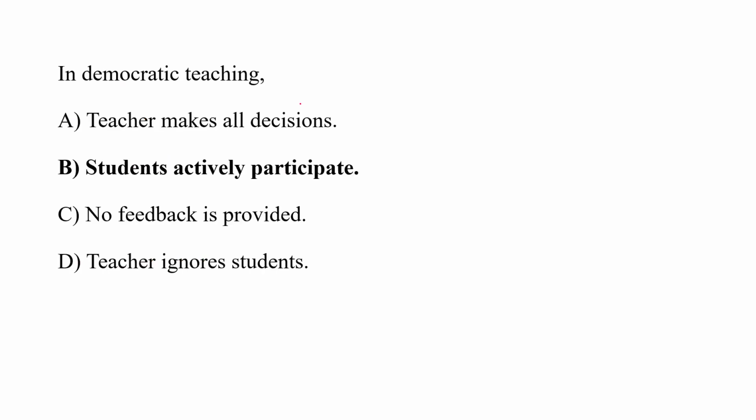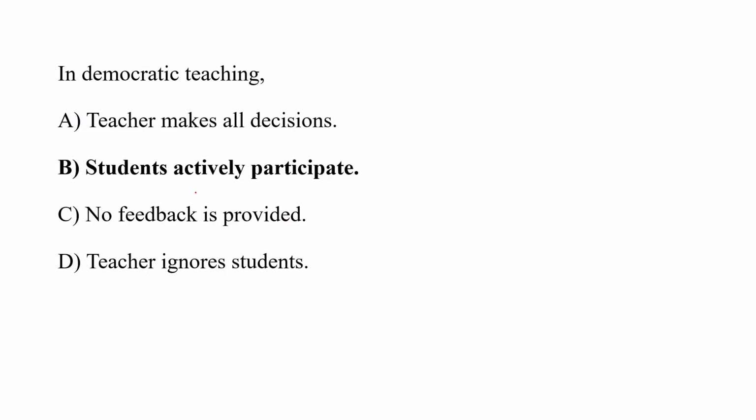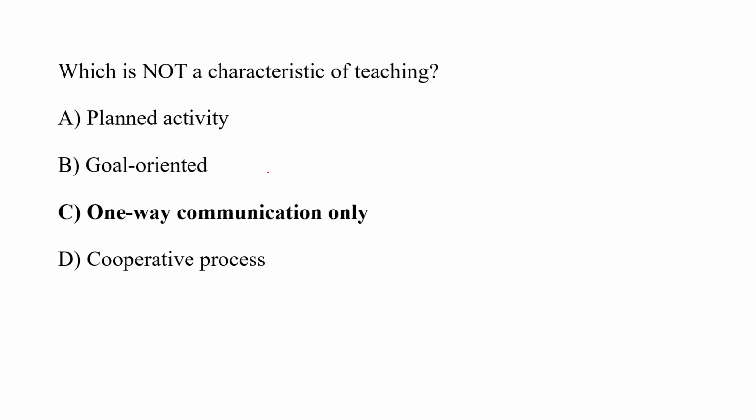In democratic teaching, it is the students. The autocratic teaching is teacher centered. Here, student centered is democratic, so students actively participate. And which teaching approach provides maximum freedom to learners? The last one, laissez-faire. And which is not a characteristic of teaching? A planned activity, goal oriented, cooperative process, everything. One way communication only is not actually teaching. We can say it is two-way communication, students and teachers.